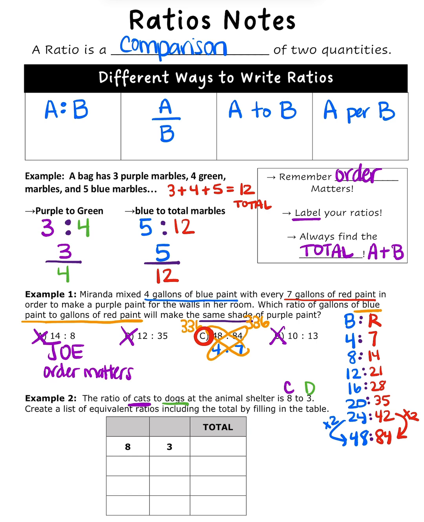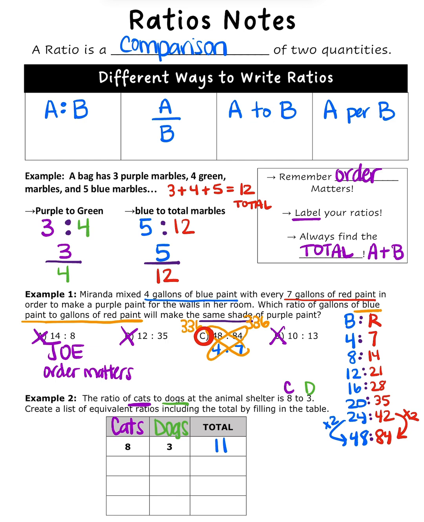All right, so I'm going to go ahead and label my first column as cats because, again, order matters. And my second column will be dogs. And how do I find total? Remember up here, how did we find total? We just add them together, right? We just added them all together. So what is 8 plus 3? Well, 8 plus 3 is in fact 11. Okay, again, I got that by adding.